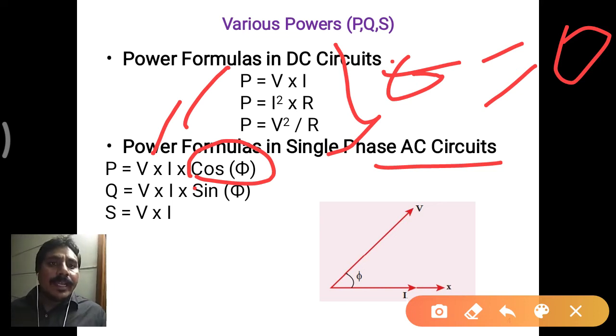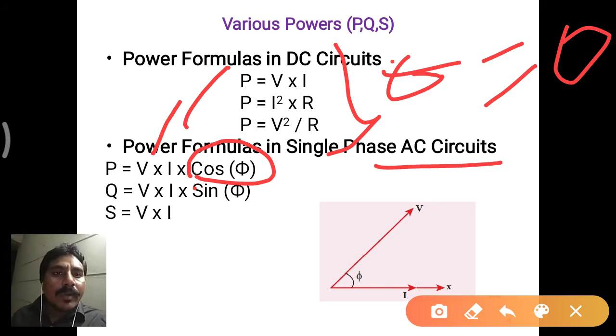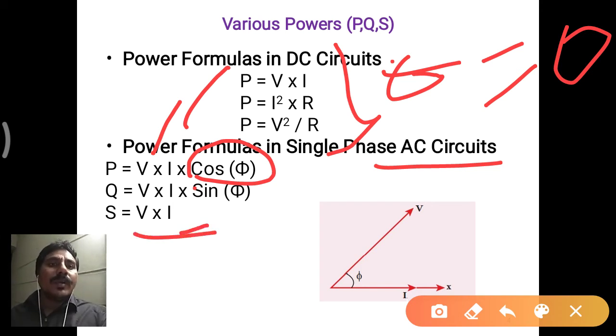The cosine of theta is nothing but the power factor. So AC power is defined as voltage into current into cos phi. Similarly, the reactive power Q is defined as VI sin phi, and apparent power is simply voltage into current.